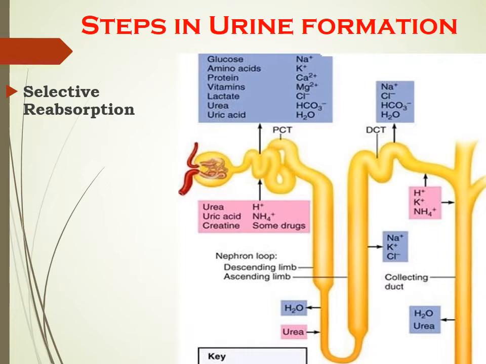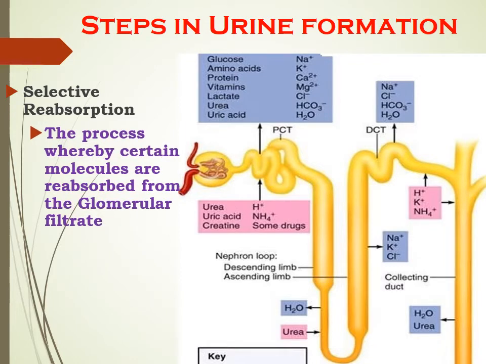from the nephron? DCT, the arrow is coming out from the nephron. Loop of Henle, water, H2O, the arrow is coming out from the nephron. Again, in another arm of loop of Henle, Na plus, K plus, Cl minus, the arrow is coming out from the nephron. What does this mean? This means that selective reabsorption is the process whereby certain molecules are reabsorbed from glomerular filtrate.